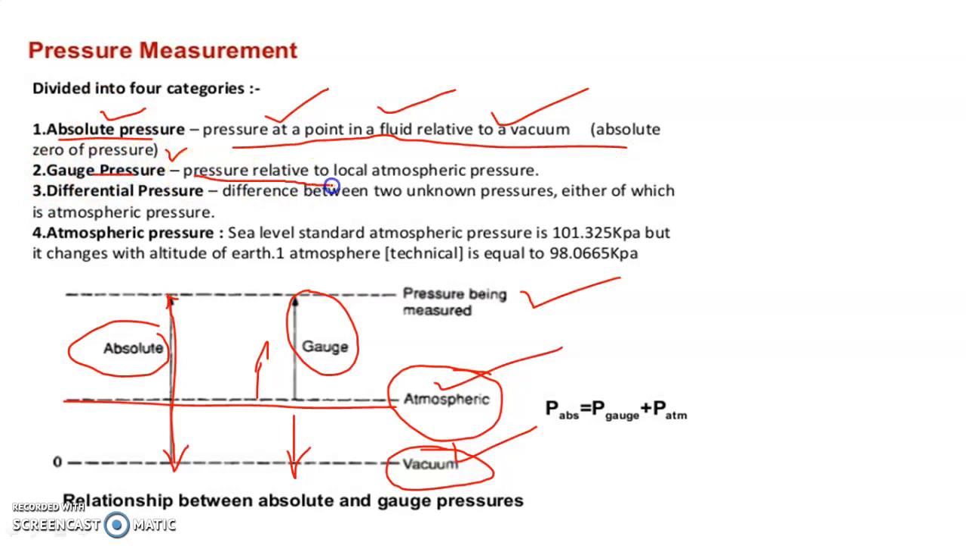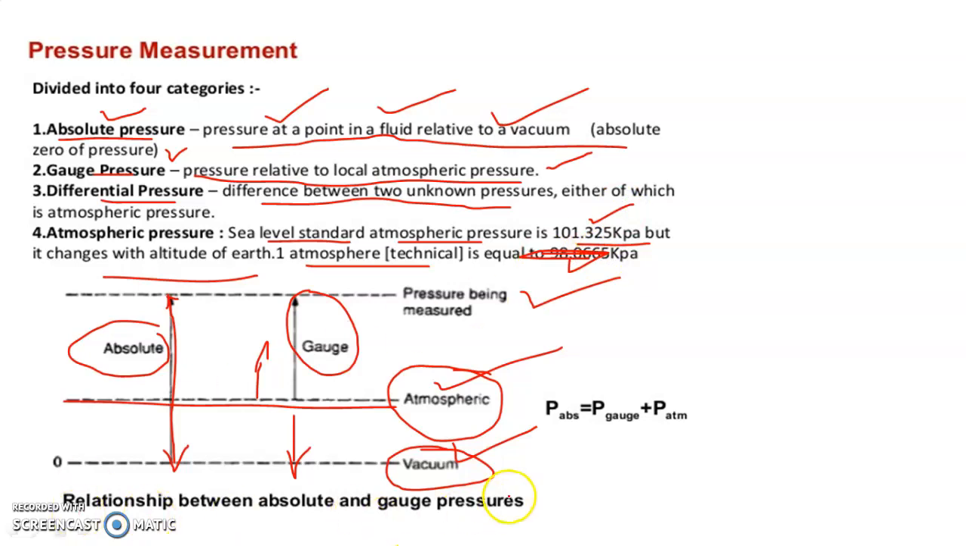Gauge pressure is pressure relative to the local atmospheric pressure. The pressure above the atmospheric pressure is called gauge pressure. Differential pressure is the difference of two unknown pressures. Sea level standard atmospheric pressure is 101.325 kilopascal. It changes with altitude. One atmosphere is technically equal to 98.005 kilopascal in practice, but the theoretical value is 101.325 kilopascal.